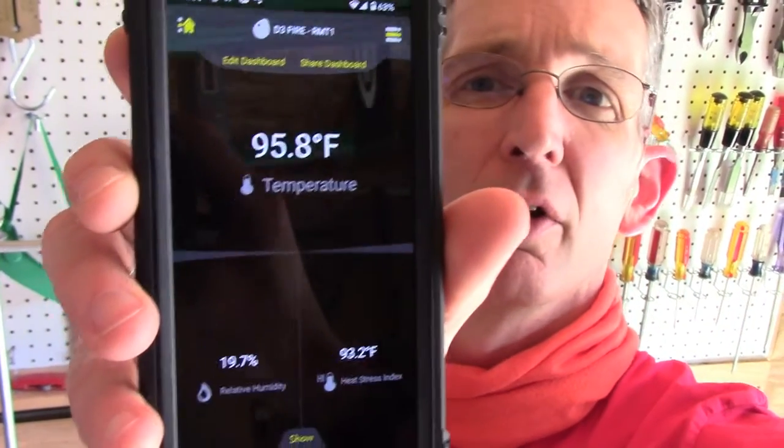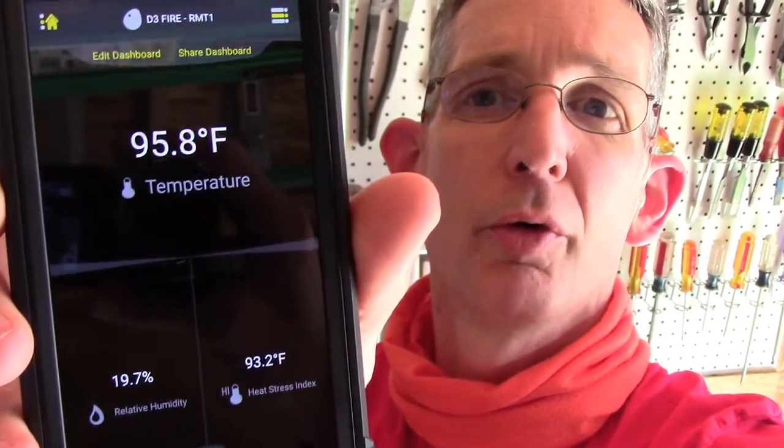So we're out in the shed of science here. Let's look at the temperature. It's a hot day again. It's less than 20% relative humidity and 96 degrees in here, if you can see that on the phone app there. See that it's pretty dry.